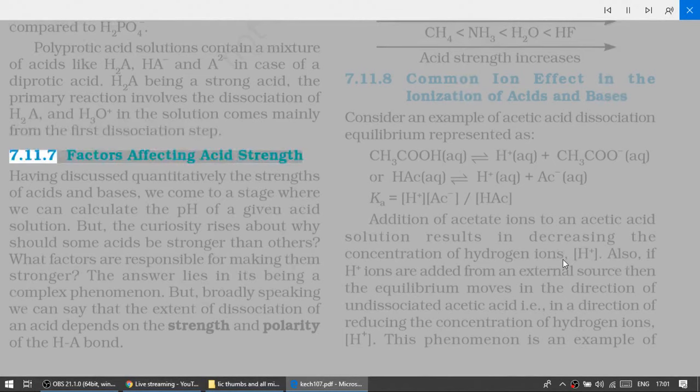7.7.2 Factors affecting acid strength. Having discussed quantitatively the strengths of acids and bases, we come to a stage where we can calculate the pH of a given acid solution. But the curiosity rises about why some acids should be stronger than others. What factors are responsible for making them stronger? The answer lies in its being a complex phenomenon. But, broadly speaking, we can say that the extent of dissociation of an acid depends on the strength and polarity of the H–A bond.